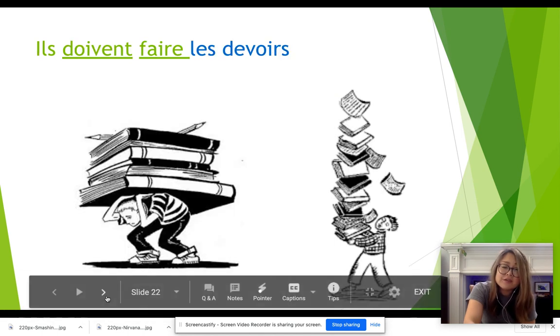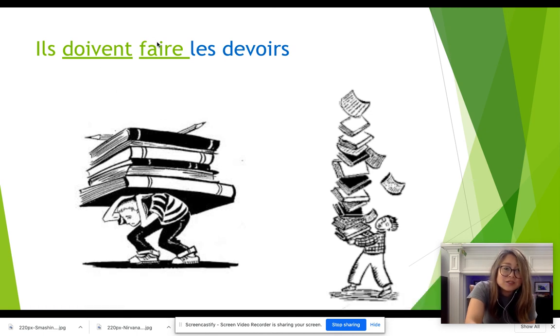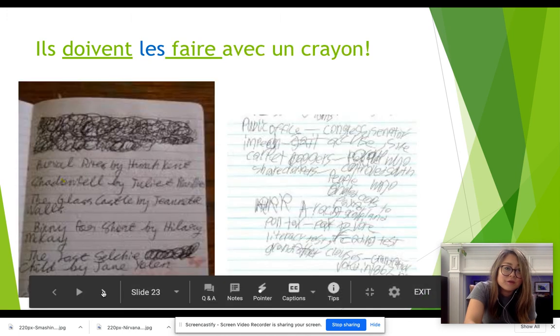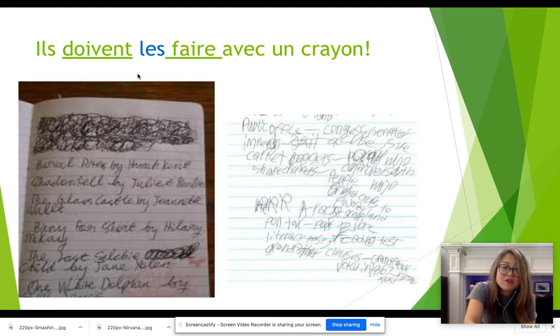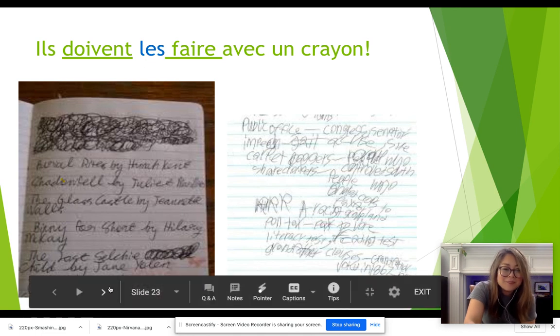Ils doivent faire les devoirs. They have to do the homework. Homework is plural. There's two verbs. Ils doivent les faire avec un crayon. They have to do them, this homework is plural in French, they have to do them with a pencil. Ils doivent les faire. Notice how it goes in between, the it or the them.